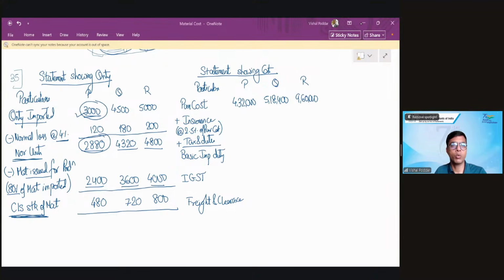Tulsi beta, how do we find out purchase cost? I told you, quantity purchased multiplied by the purchase price. Now, since the purchase price is in dollars, we have to convert it into rupees, multiply by the conversion rate, which is given as 48. So when you multiply these three things, Tulsi, you will get the purchase cost.